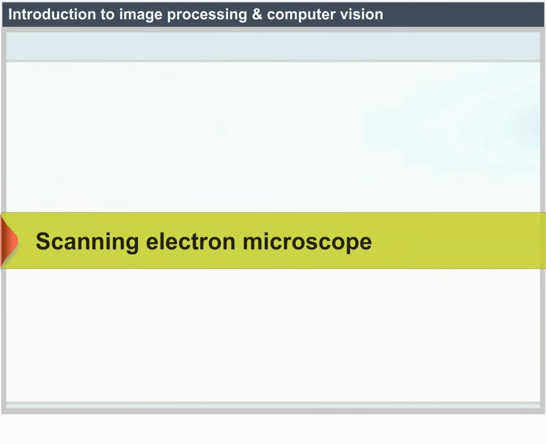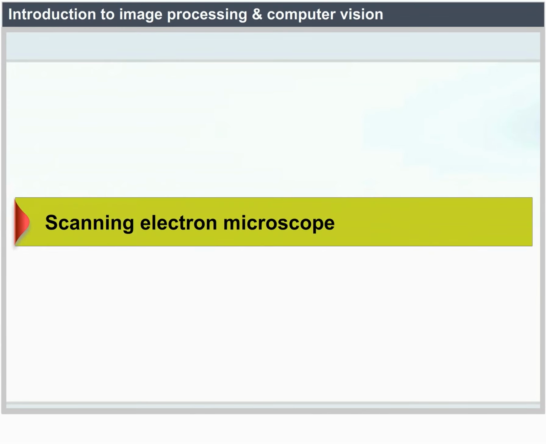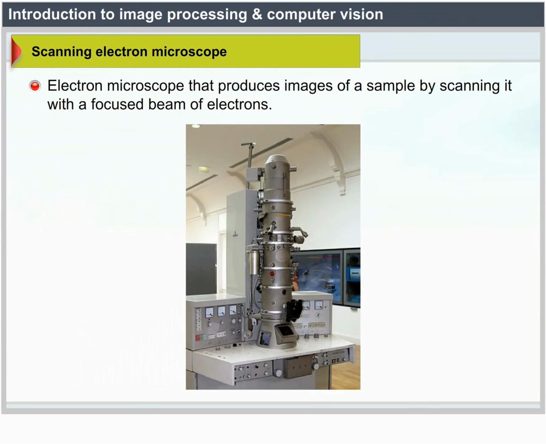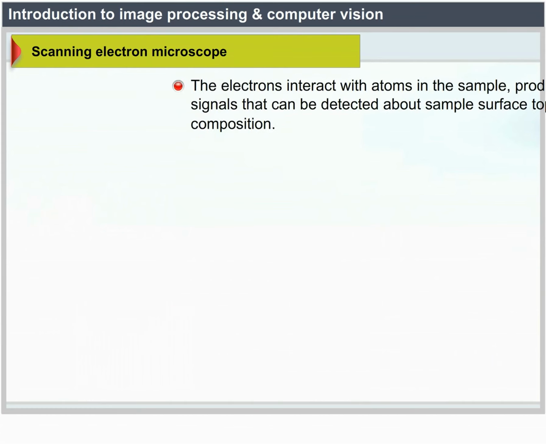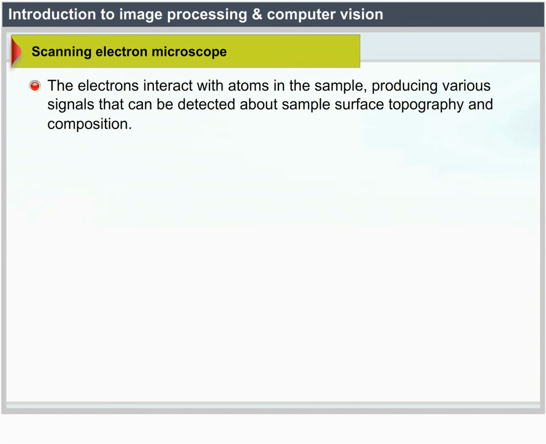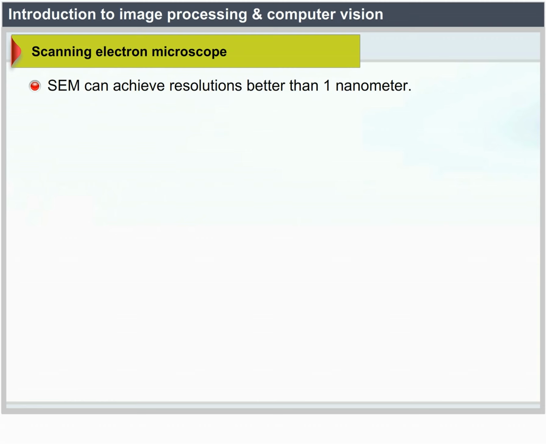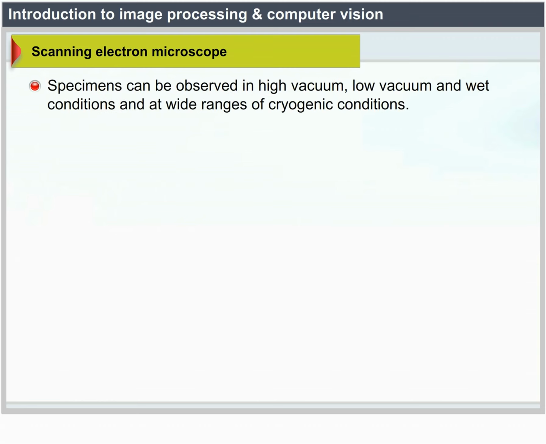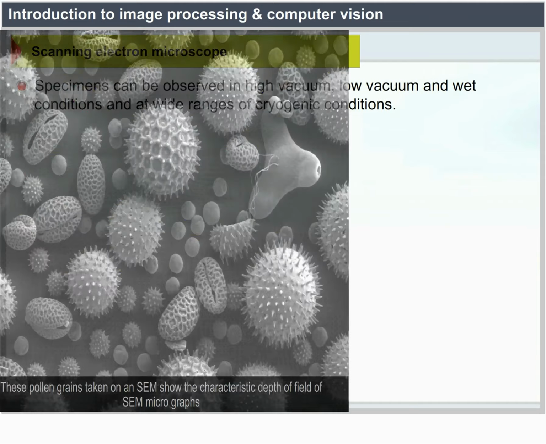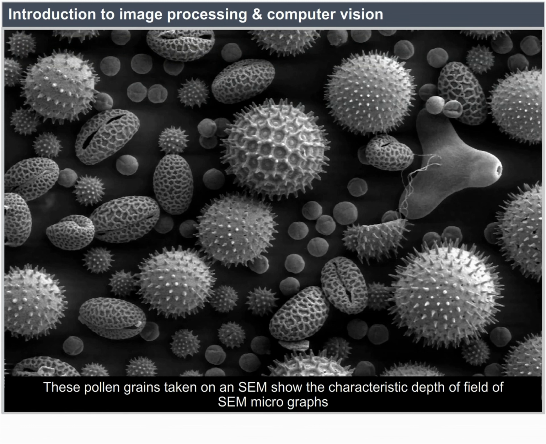Scanning electron microscope. An electron microscope that produces images of a sample by scanning it with a focused beam of electrons. The electrons interact with atoms in the sample, producing various signals that can be detected, giving information about sample surface topography and composition. SEM can achieve resolutions better than 1 nanometer. Specimens can be observed in high vacuum, low vacuum, and wet conditions, and at a wide range of cryogenic conditions. These pollen grains taken on an SEM show the characteristic depth of field of SEM micrographs.